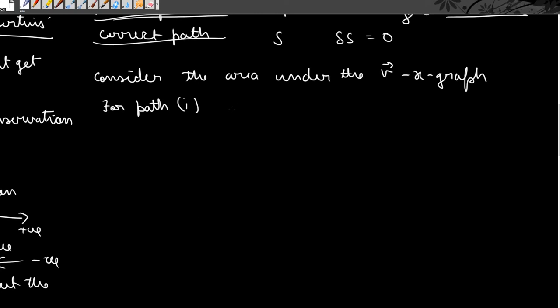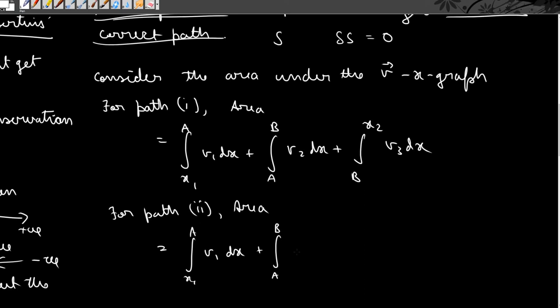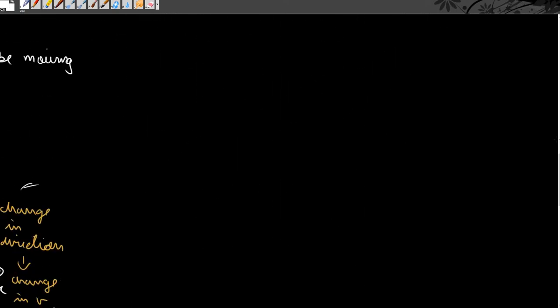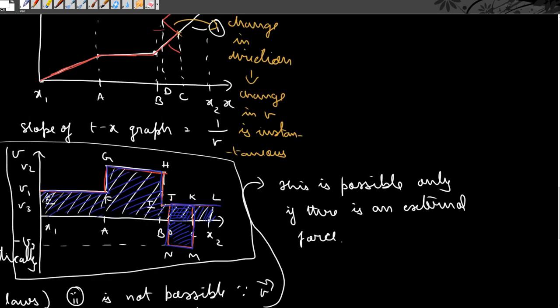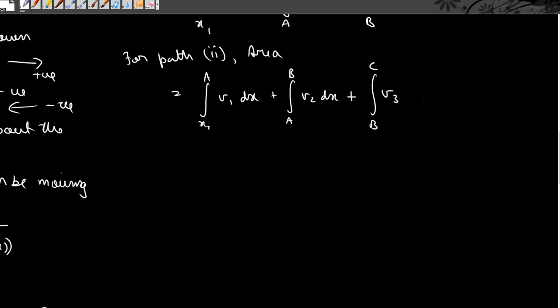for path 1, area is given by integral x1 to a v1 dx plus integral a to b v2 dx plus integral b to x2 v3 dx. Whereas for path 2, area is given by integral x1 to a v1 dx plus integral a to b v2 dx plus integral b to c v3 dx, where we now have to consider this particular path from b to c.